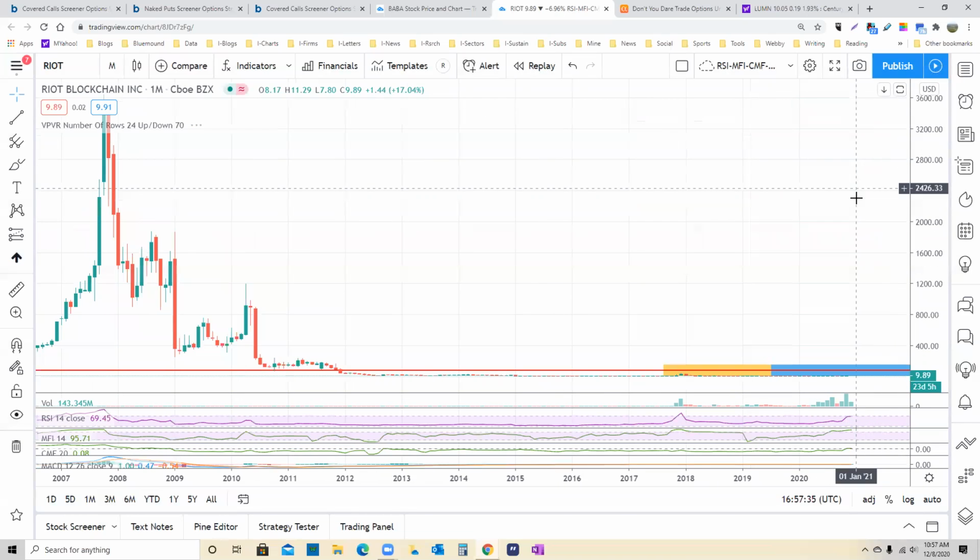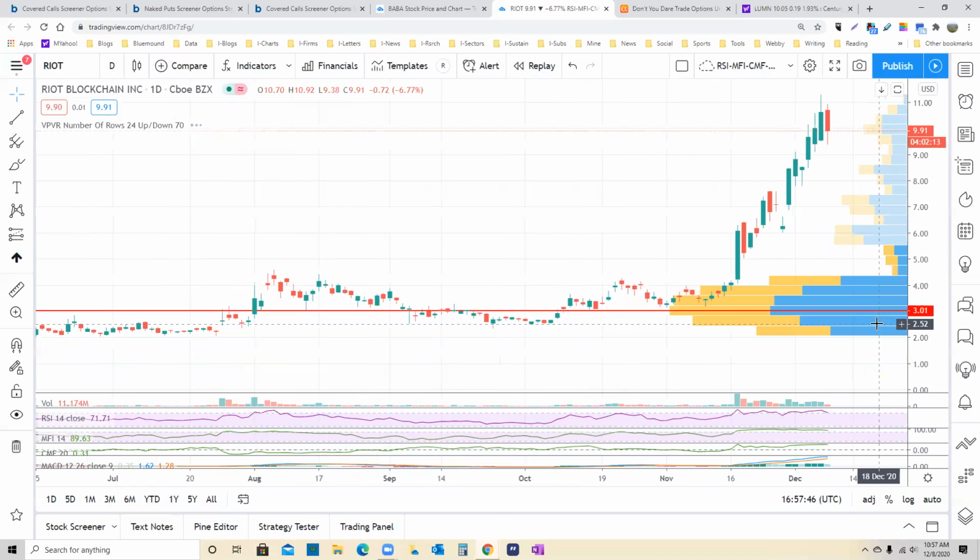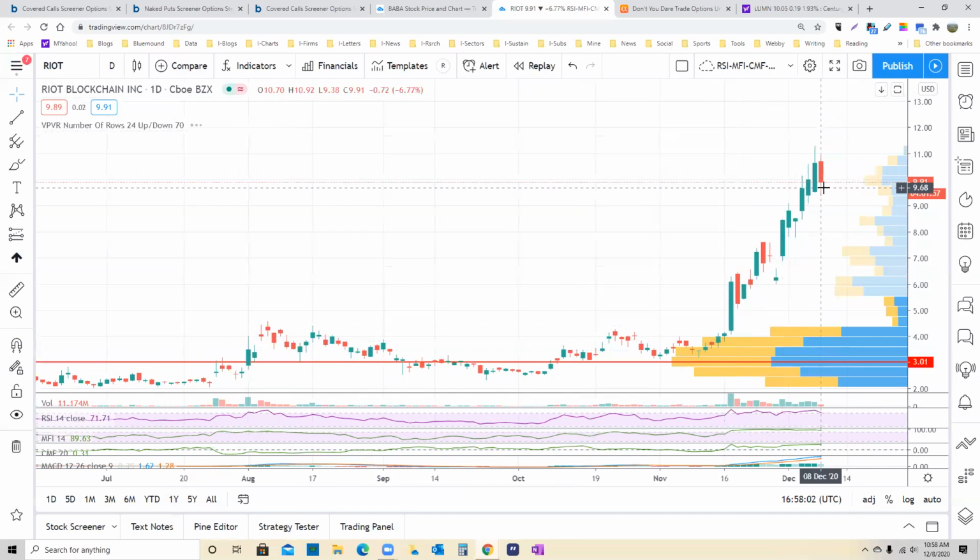I think this one's a real good one for covered calls, actually. If you think that this is one of those stocks that can grow tenfold, that's the thing you have to ask yourself. Is this a potential 10-bagger from here? And is this just the start of a breakout? I don't know the answer to that, so you have to ask yourself that.